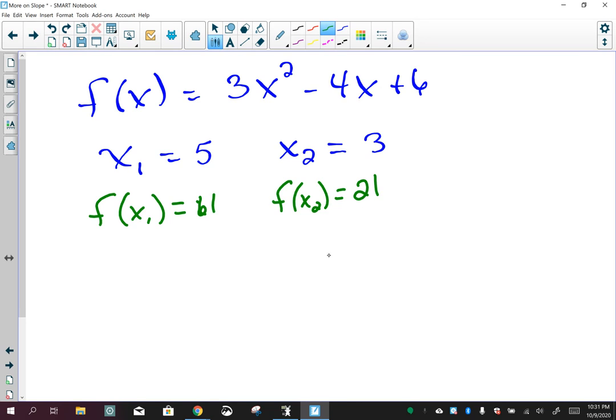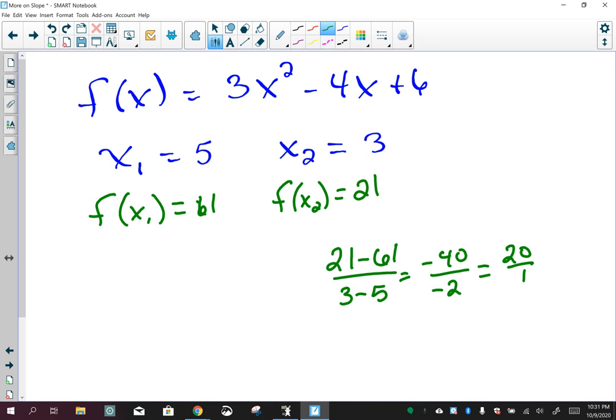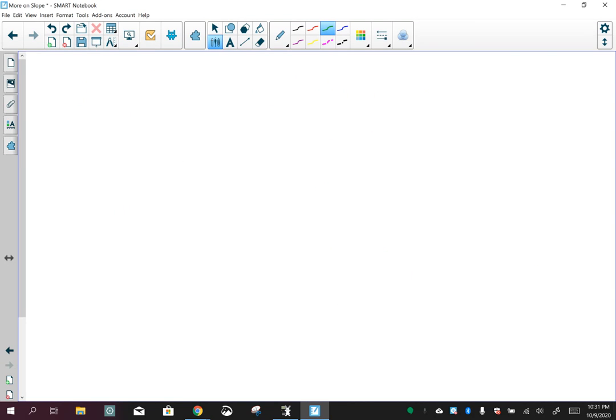So then I've got 21 minus 61 over 3 minus 5. That's negative 40 over negative 2. So that's going to give me a 20 over 1. So my average rate of change is 20 over 1, which is just simply 20. That is my average rate of change over the interval from 5 to 3. Okay. All right. So I hope that wasn't too bad for you.